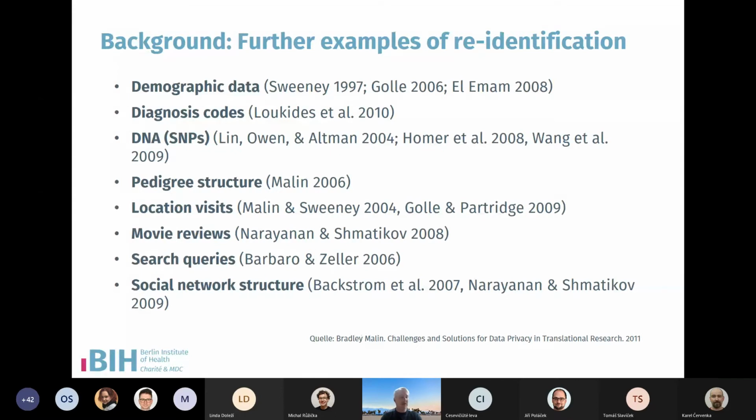And you might still be left, for example, with quite a lot of uncertainty about whether or not the linkage that you are doing is correct or not, because the risk of re-identification not only depends on the data set, but it also depends on the relationship of the data set to the population from which the data set was obtained.